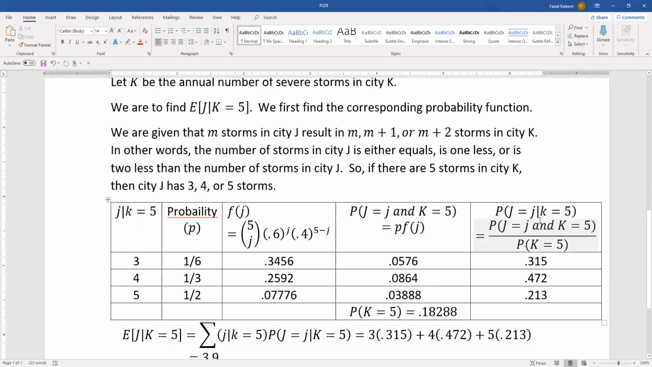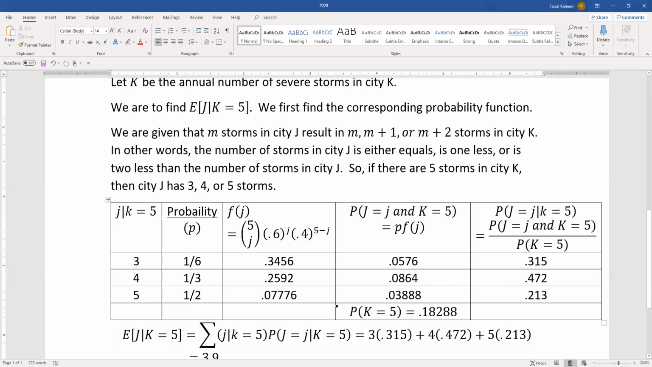And therefore, this main probability that we are looking for, J equals j given K equals 5, is obtained by dividing this column by the corresponding total. So this entry is 0.0576 over 0.18288. And similarly, this one is this over that, and this one is this over that.